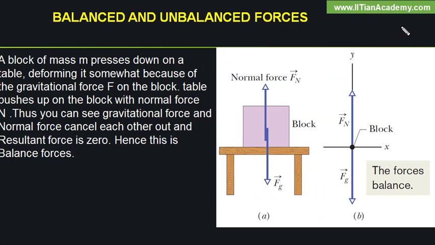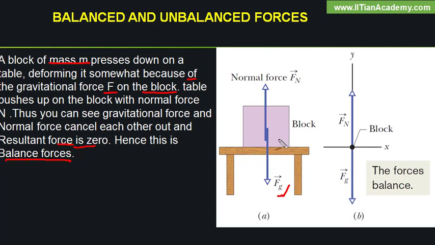This is an example of balanced forces. A block of mass M presses down on a table, deforming it somewhat because of the gravitational force Fg on the block. The table pushes up on the block with normal force N. Thus, you can see gravitational force and normal force cancel each other out, and the resultant force is 0. Hence, this is an example of balanced forces.